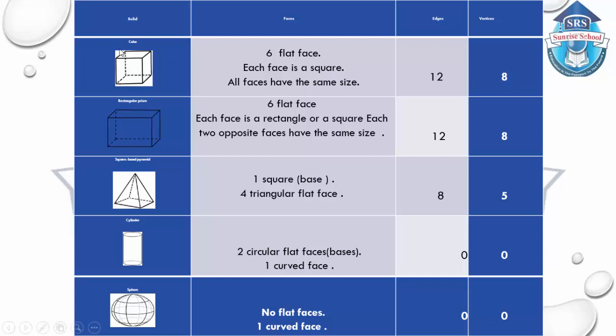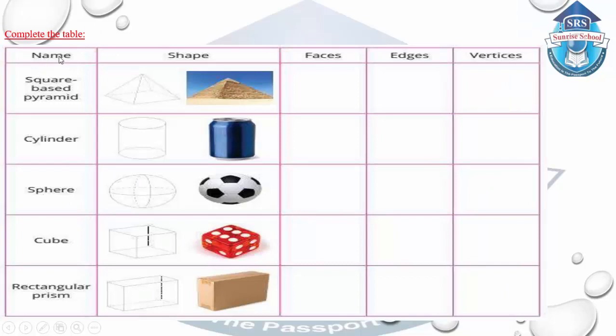Okay, so we call that 3D shape a cube. Excellent. And that's a rectangular prism, great, or cuboid. And that 3D shape is a square-based pyramid. Excellent. And that is a cylinder, great. And that is a sphere. Good job. Complete the table.